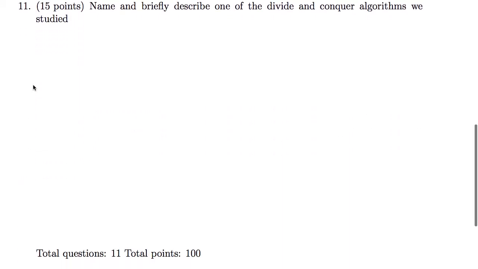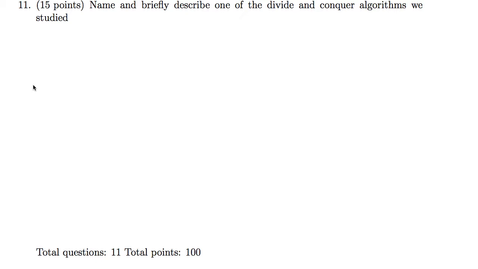Name and briefly describe one of the divide and conquer algorithms we studied. Surprisingly, almost everybody described merge sort, except for the median. You did the median of two databases? Oh. There was one person who did the median of two databases. Just because everybody's going to tell you merge sort, let me tell you that other one, they actually got it right. It's good.